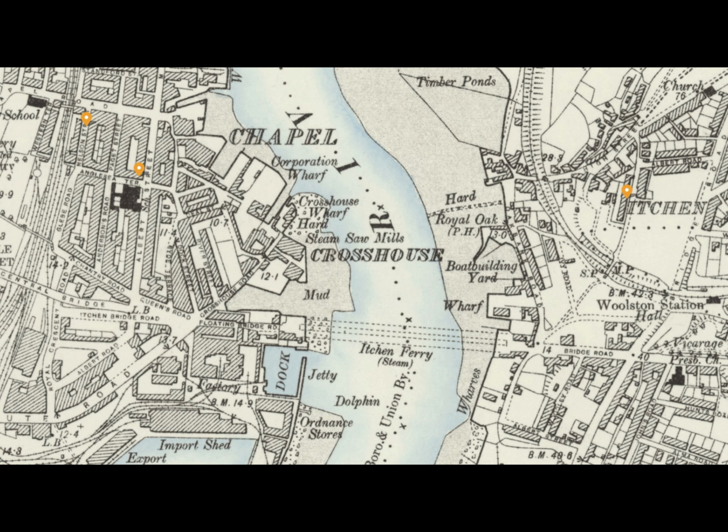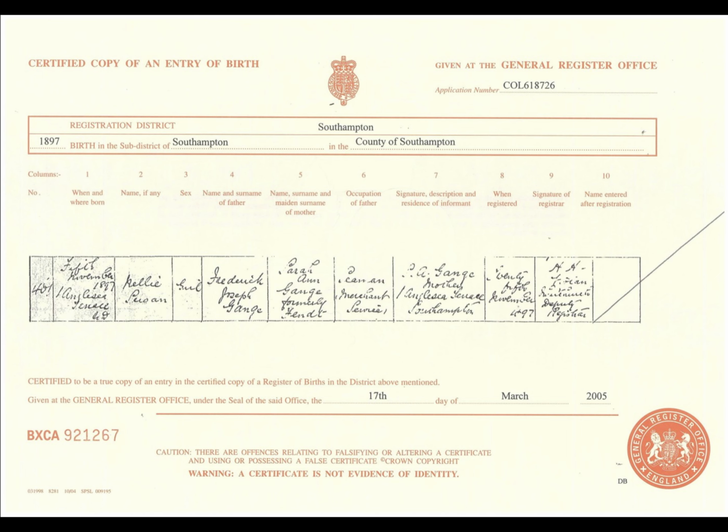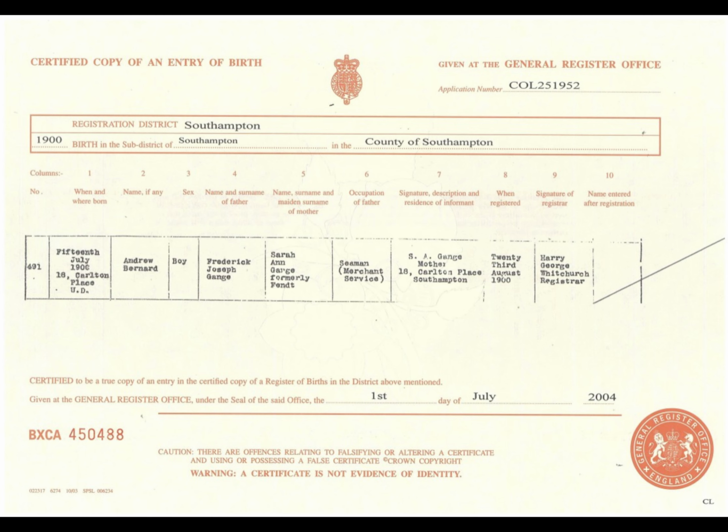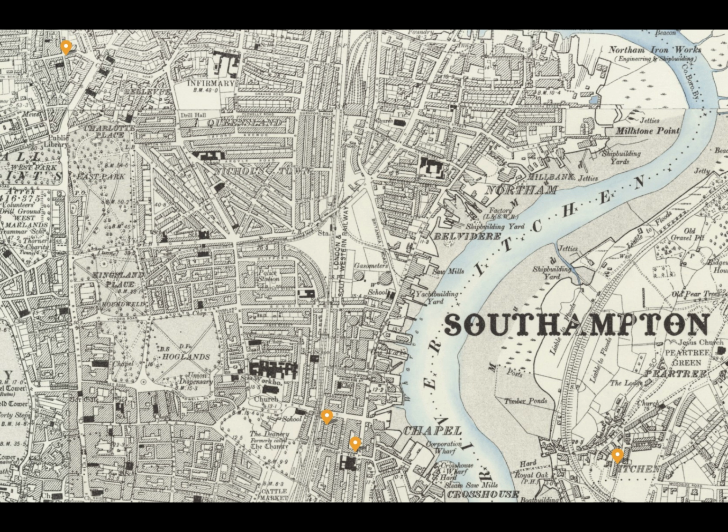Now, although Nellie was born in 1897 in Anglesey Terrace, the same place that Frederick Joseph was, Andrew Bernard was born in Carlton Place, which is a totally different area. And as he was born in 1900, it would appear that they moved from Anglesey Terrace to Carlton Place and then over to Highlands Terrace.